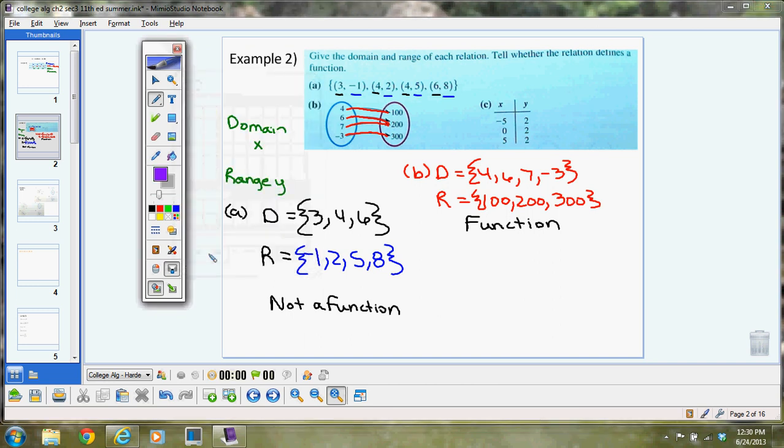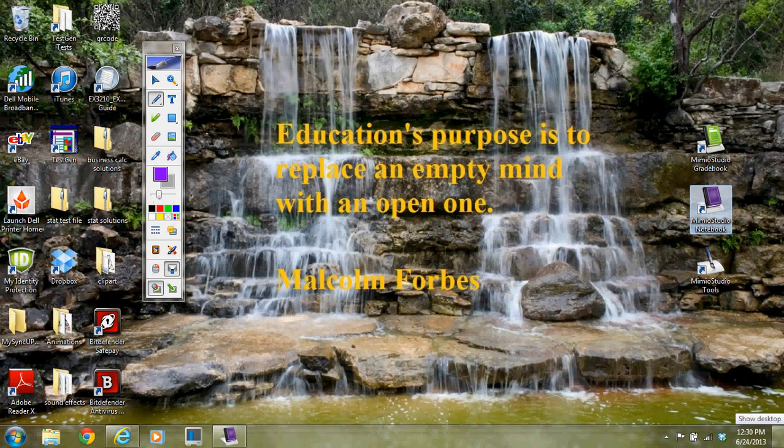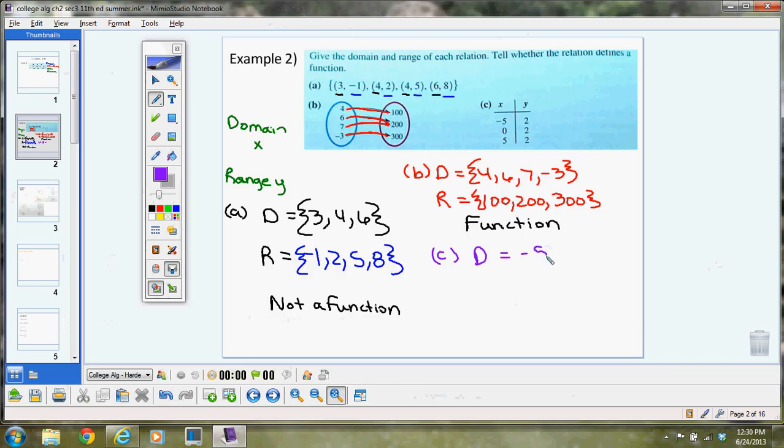Okay, let's look at part C. Part C is an XY chart. My domain is my x's, so that would be -5, 0, and 5. My range is my y's. There's just 1, 2. And again, we look to see if we repeated our x's any. We did not. So part C would be a function.